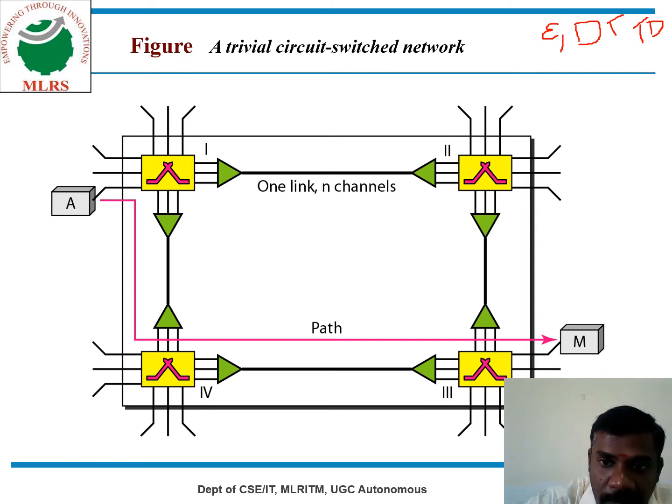Come to the working principles of the circuit switched networks. So here, how many end systems are there? There are two end systems. A is an end system as well as M is an end system. That means M is the receiver, A is the source. These are your cross switches. How many switches are used here? Four switches are used here: switch 1, switch 2, switch 3, switch 4.